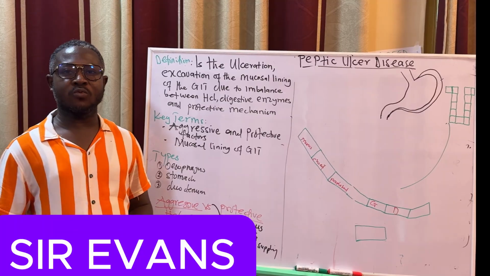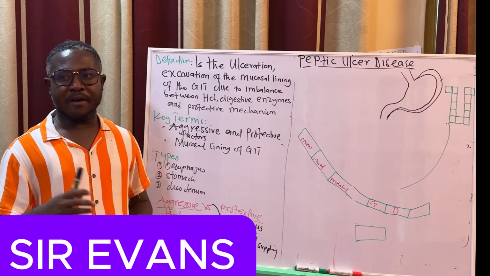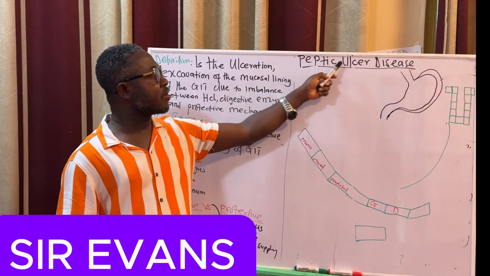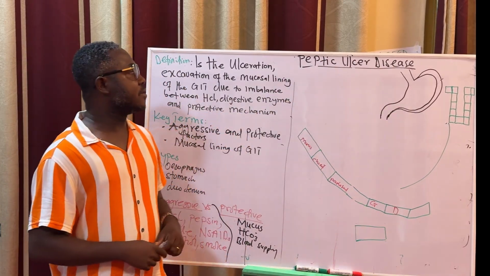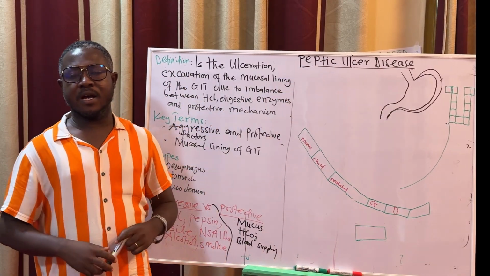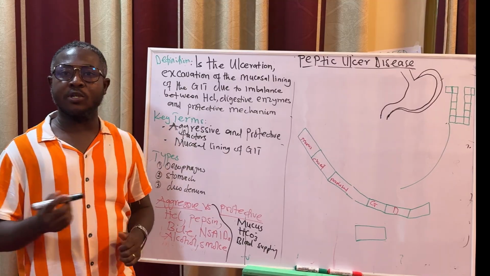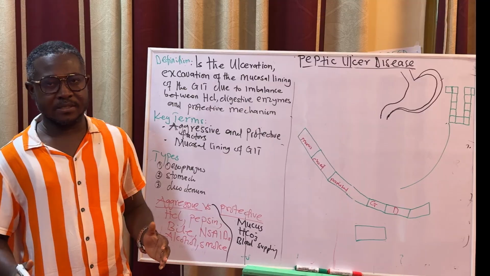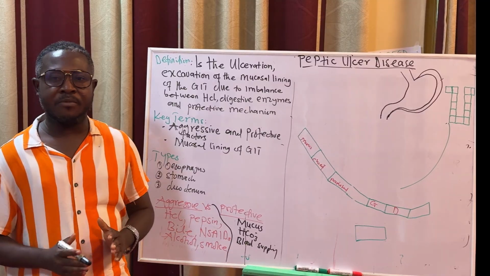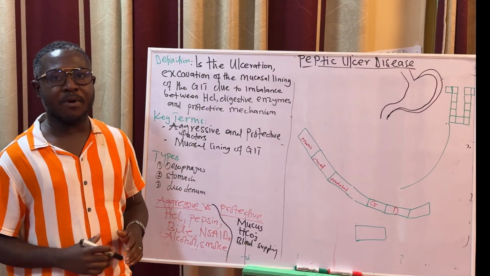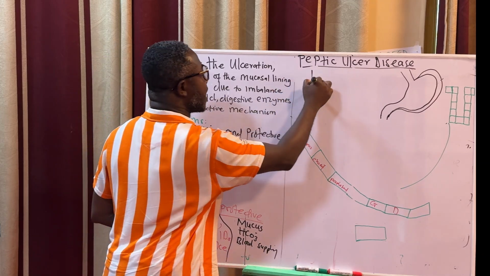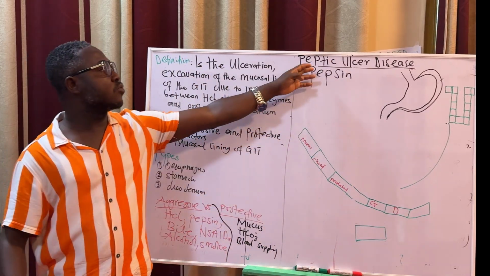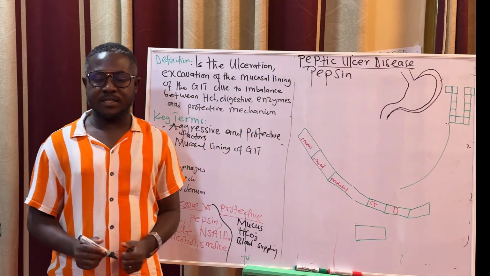Today we want to look at one important condition which affects about 10% of the world's population, and that is peptic ulcer disease. The peptic here comes from the Greek word pepticus, which means to be able to digest. In the digestive system, we have certain things that help to digest our food, and one of the enzymes is known as pepsin. So you can relate why it is known as peptic ulcer disease.